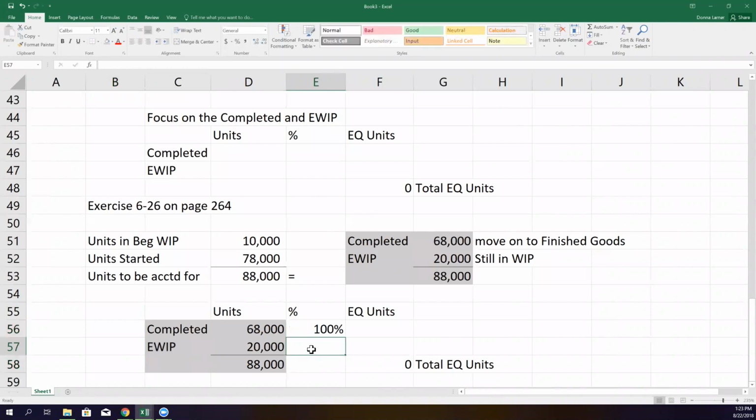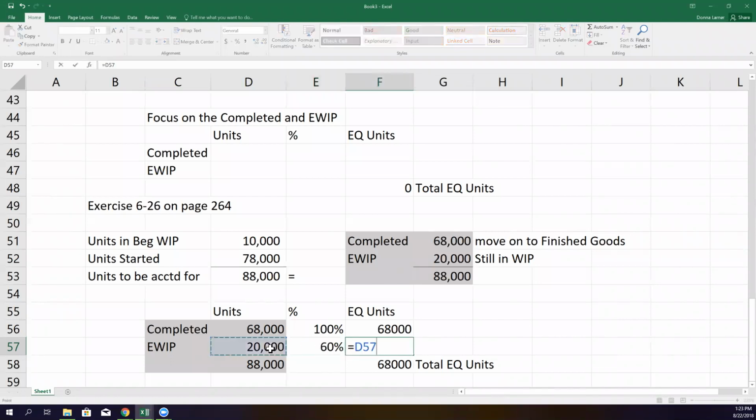That won't be stated in the problem, but it's understood that by the definition of finished and completed, they are 100% done. So we're going to multiply them by 100% and the same number will show up here. The ending is the one that's going to have a percentage done, and that'll vary with every problem. In this problem, it turns out that they are 60% completed.